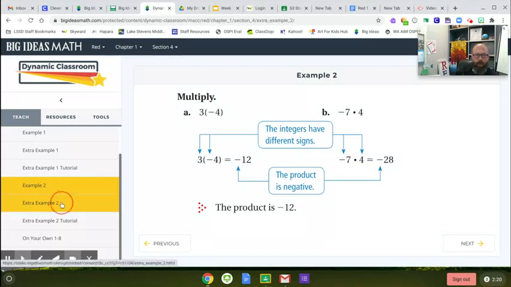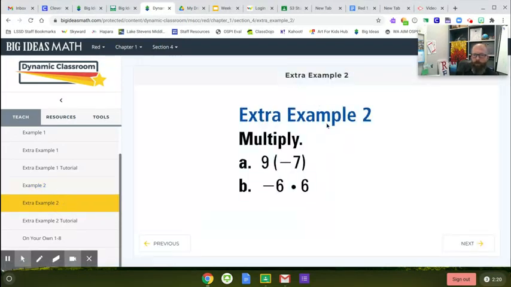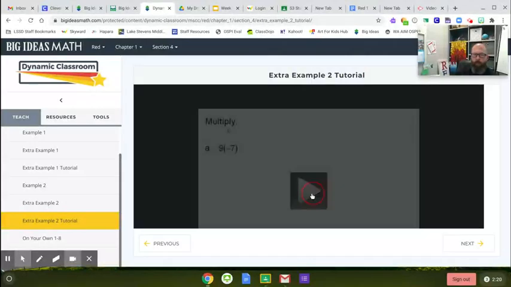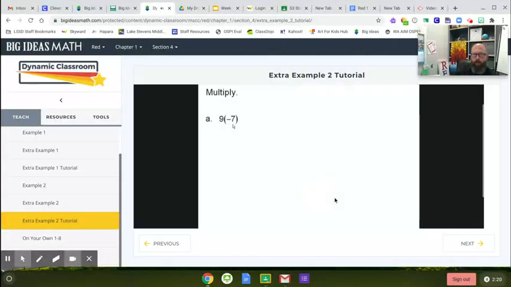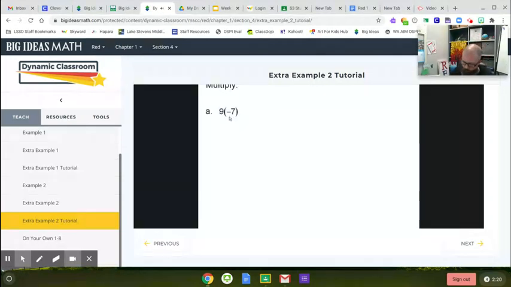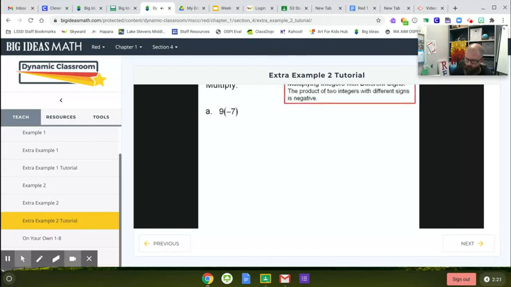All right, let's take a look at a couple more. 9 times negative 7 and negative 6 times 6. We know that because they have different signs, our answer is going to be negative, and we just need to multiply them together. Multiply 9 times negative 7. Notice in our problem we have one positive number, 9, and one negative number, negative 7. So to multiply integers with different signs, the product of the integers is negative.